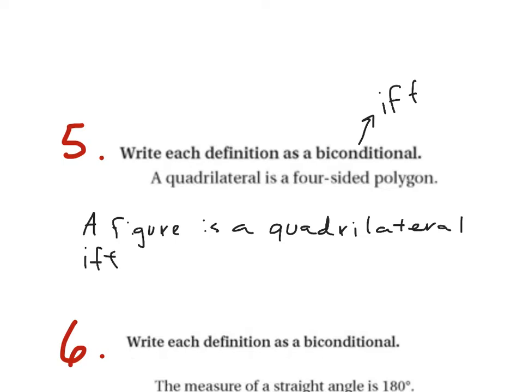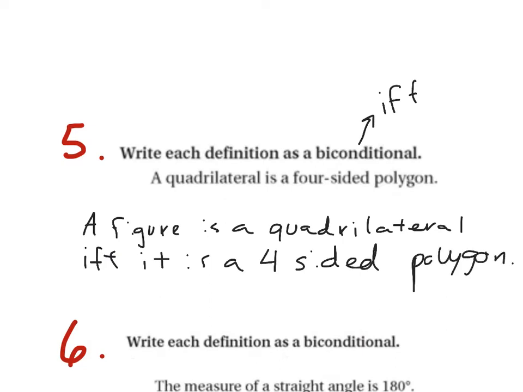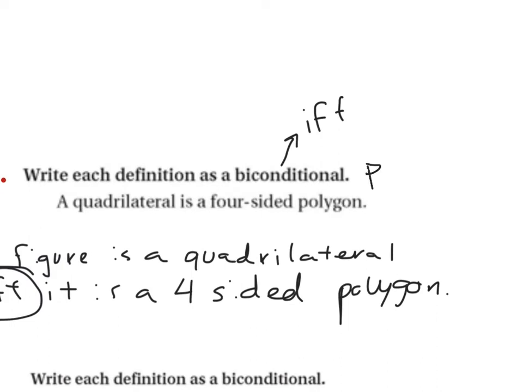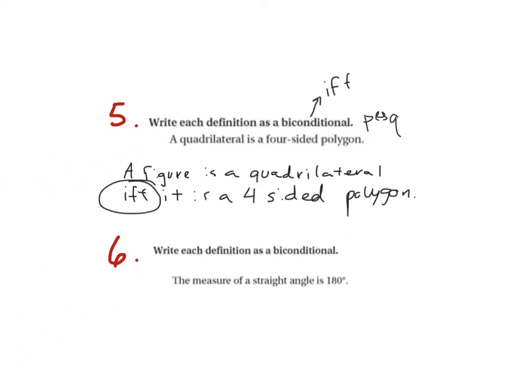If and only if it is a four-sided polygon. So remember, biconditional is not an if-then statement. It just has if and only if in the middle. So biconditional says P, if and only if Q.